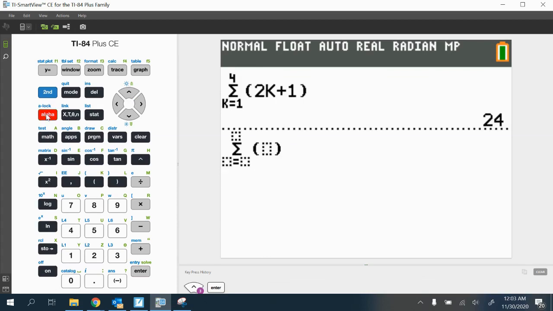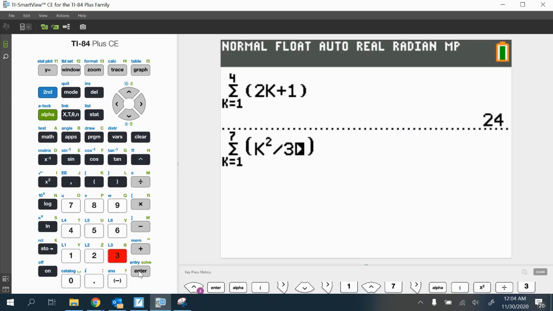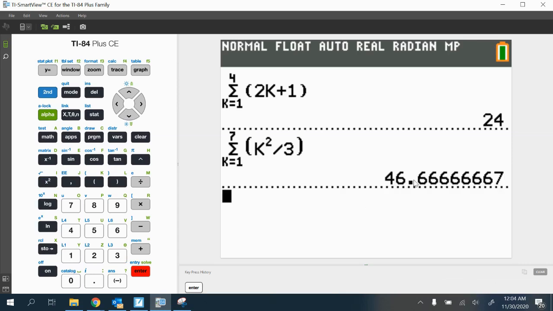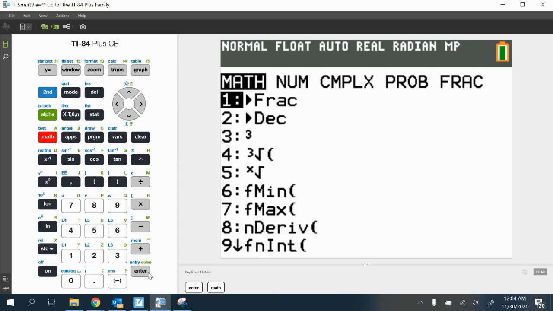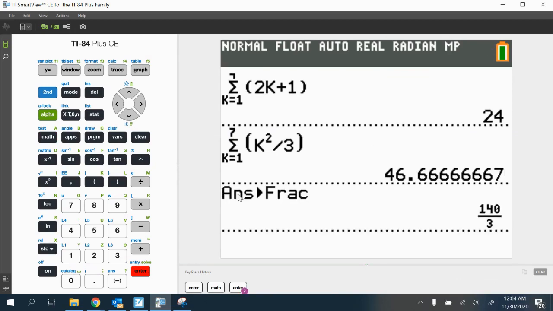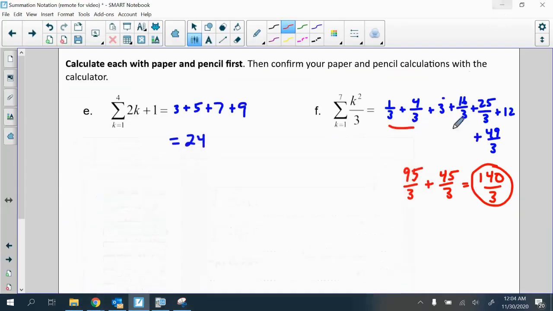So k equals, oops, I was supposed to type something in. K equals 1 to 7 of k squared over 3, 46 2/3, which I'm going to convert to a fraction. That is 140 over 3. That's good news. That means your math teacher can add.